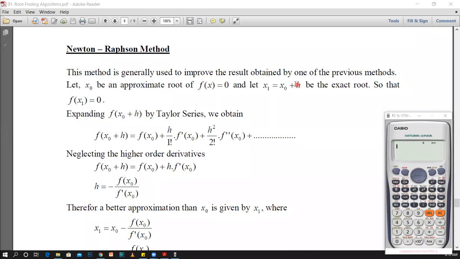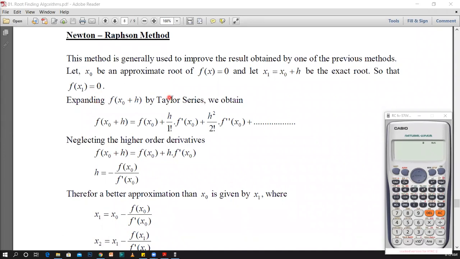Even though we have x naught as an approximate root, we will get a value for this equation which is very close to 0. But since x1 is the exact root, f(x1) equals 0. It is because, as you all know, if you substitute the root in the equation, the value you obtain for the function should be equal to 0.